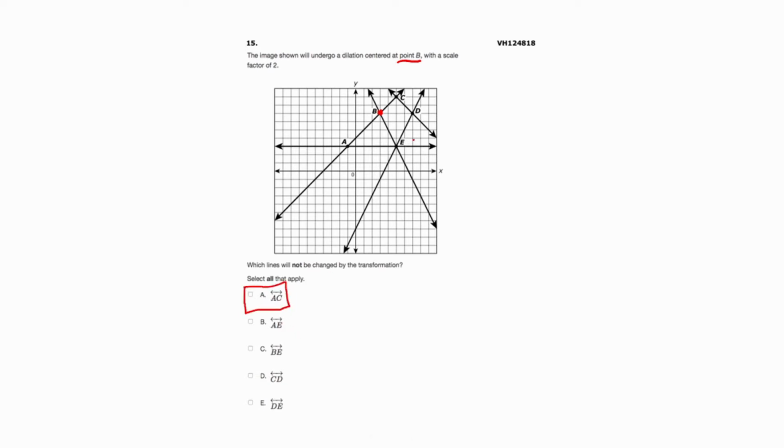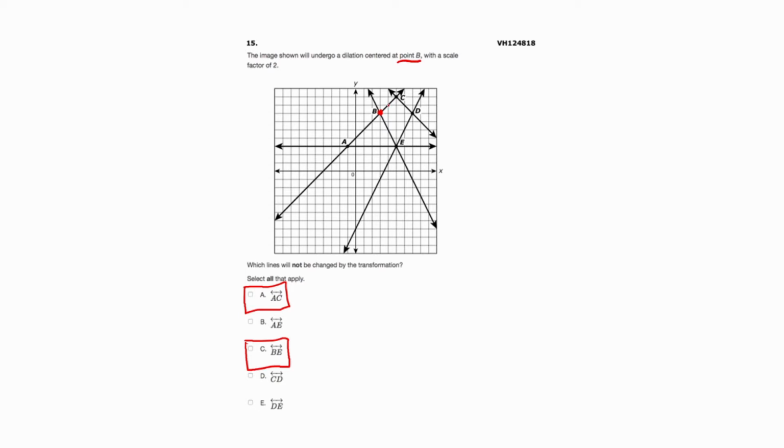Let's look at AE. AE is right here. AE does not go through point B. And what will happen at AE is it's going to be pushed down this way, away from point B. So that one will change, so we're not going to select it. BE. BE goes through B again, so it will not change. We're selecting that one.